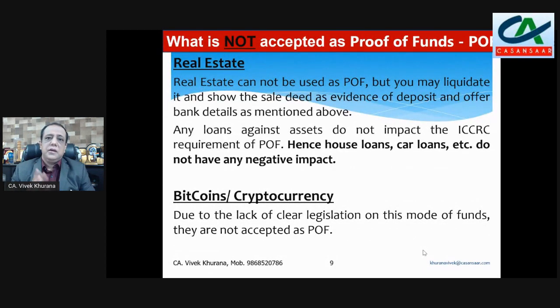Then real estate, if you have invested into the real estate, then also that is not accepted as the proof of fund. But yes, अगर आप उसको liquidate कर देंगे, then that is accepted.